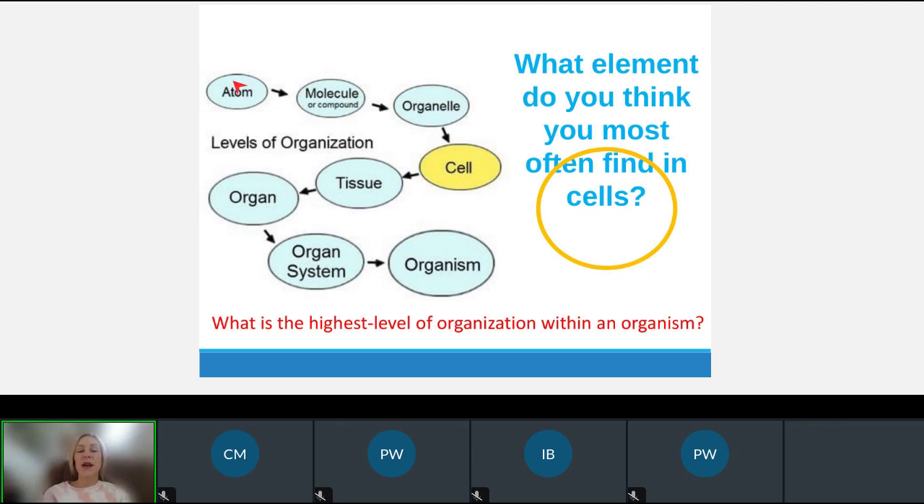All right, so that means without the atoms making up those 4 molecules that we talked about, those 4 macromolecules, lipids, nucleic acids, proteins, and carbs, we need those molecules to make up the parts of the cell, the organelles of the cell, to get our basic unit of life. All right? So our cells make up tissues.